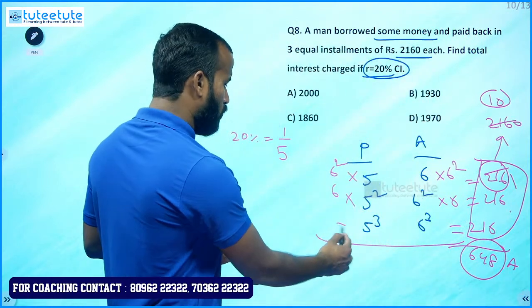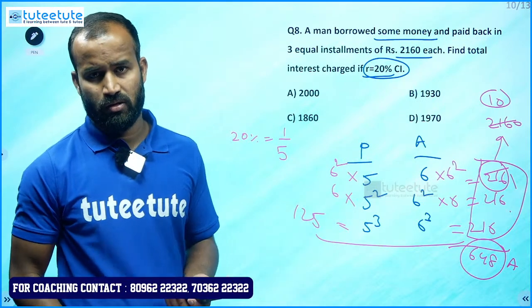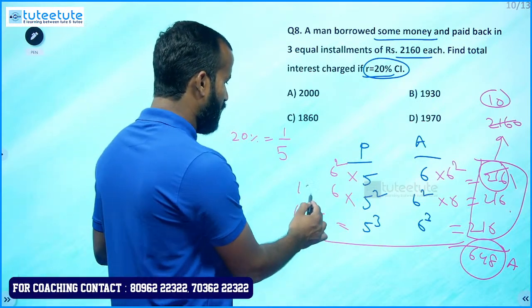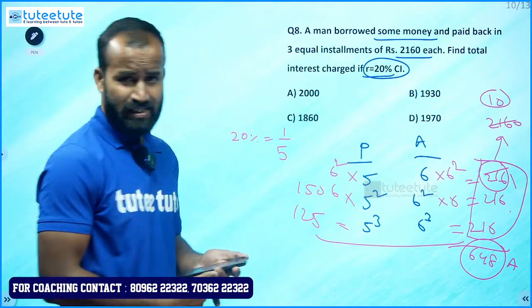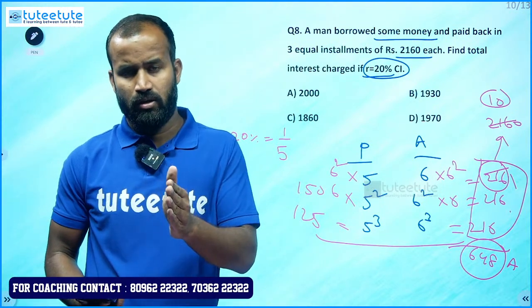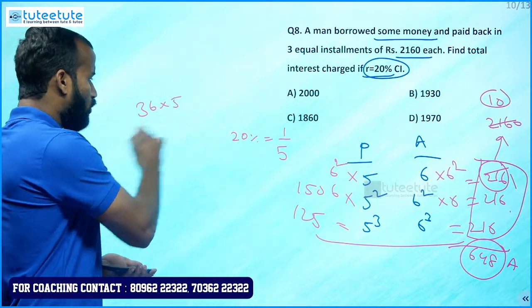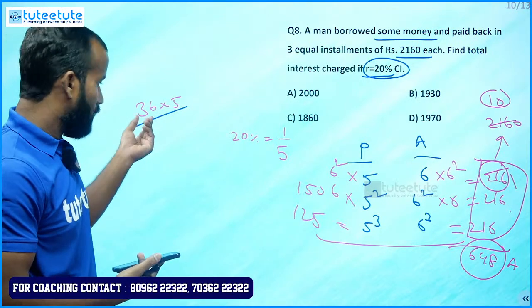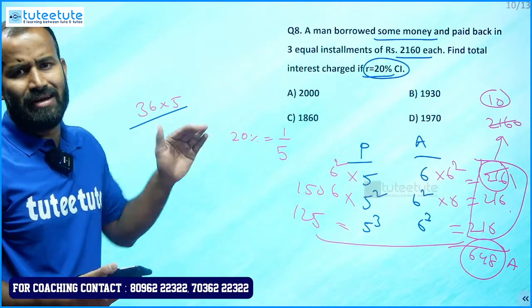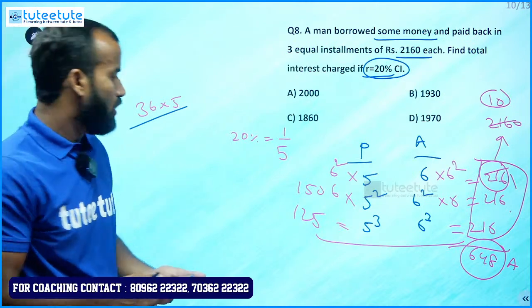Now 5 cube will be 125. So 25 into 6, 150. Okay, 36 into 5. See, when we have to multiply with 5, make the given number half and add the 0. Half of 36 is 18. If you add the 0, it will be 180.